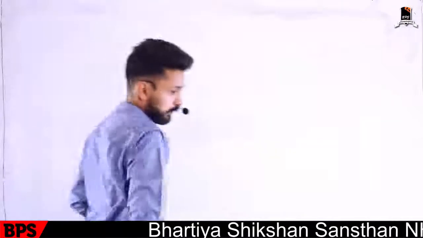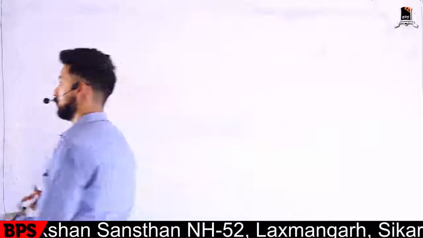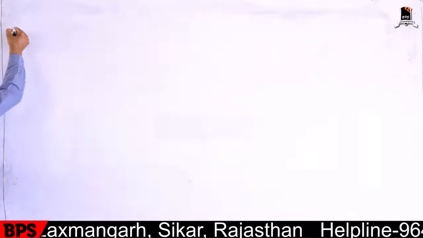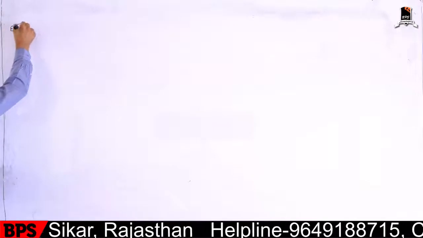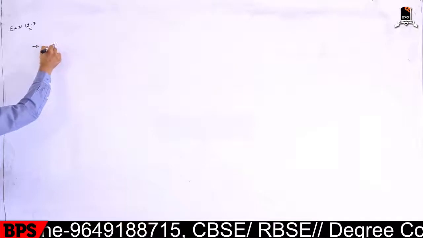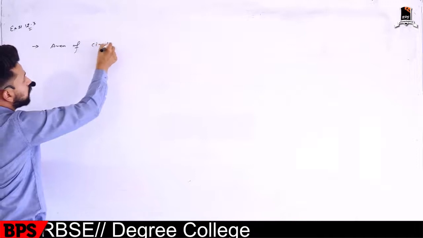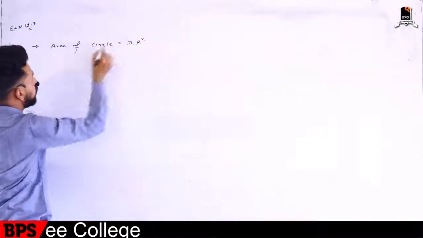Exercise 12.3. First we have to discuss the areas of some plane figures. First, area of circle is equal to pi r square.